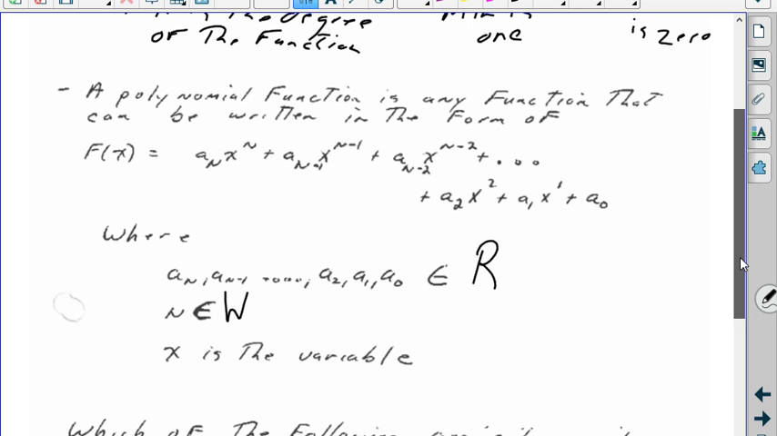So this is a polynomial. This is not a polynomial because my exponent is not a positive whole number or 0. Sorry, positive integer or 0. Can't have fractions up there. I can't write this.